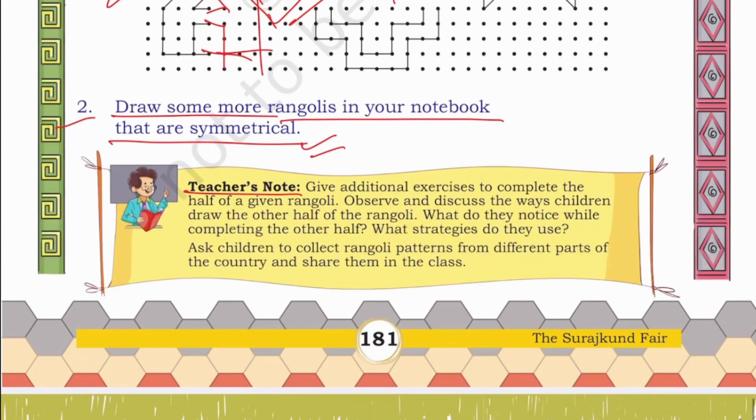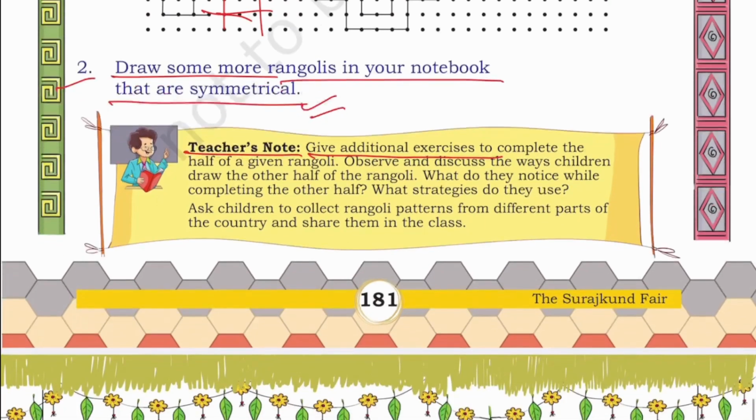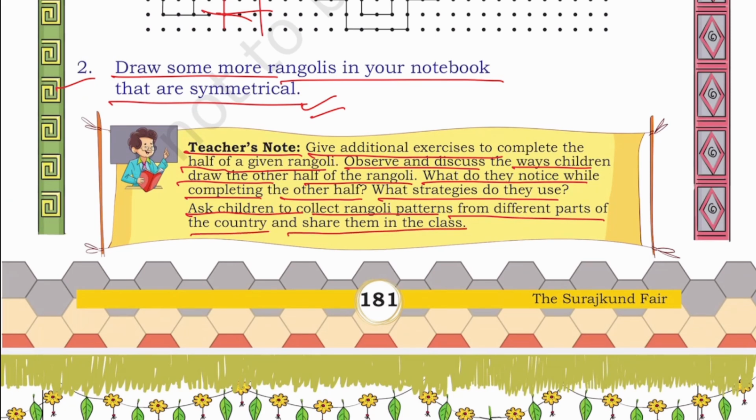Teacher's note: give additional exercise to complete the half of the given rangoli. Observe and discuss the ways children draw the other half of the rangoli. What do they notice while completing the other half? What strategies do they use? Ask children to collect rangoli patterns from different parts of the country and share them in the class.